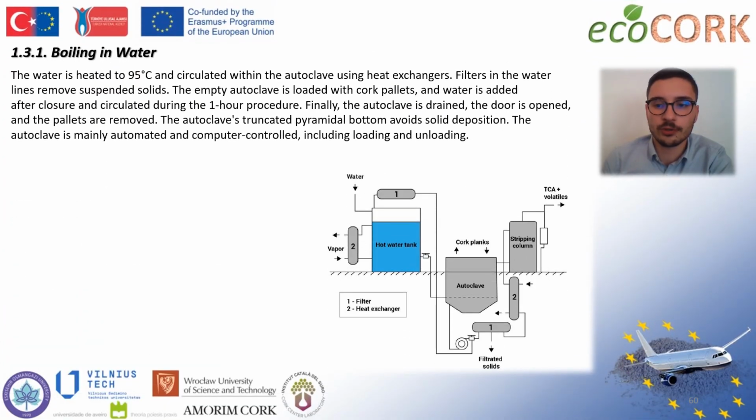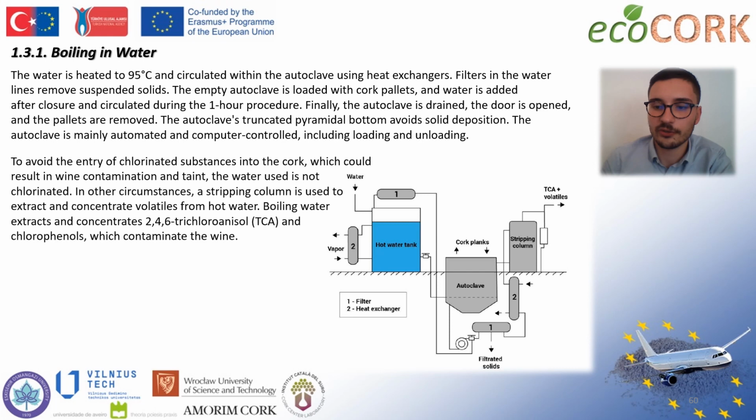Heat exchangers move the water around the autoclave while it is heated to 95 degrees Celsius. Filters in the water line get rid of solids that are in the water. Cork pellets are put into the empty autoclave and water is added after the lid is put on. The water is then circulated during the hour-long process. The autoclave is then emptied, the door is opened, and the pellets are taken out. The water used is not chlorinated because chlorinated substances could get into the cork and make the wine taste bad.